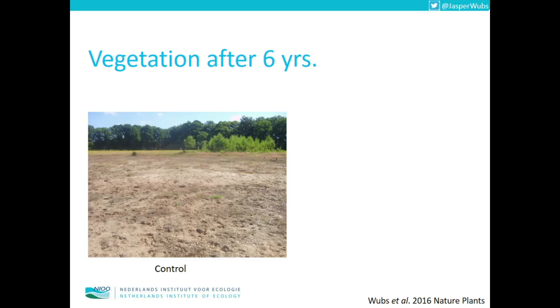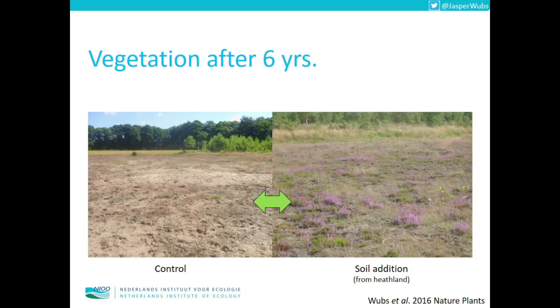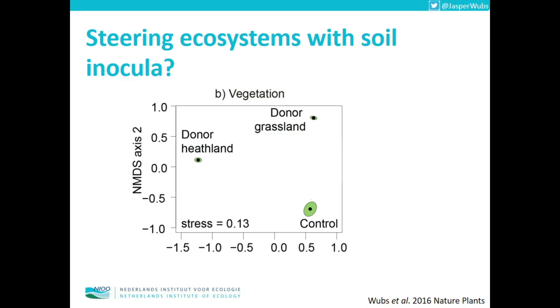If you go to these topsoil removal areas where we did nothing else, where we just let the soil and the plants be, you hardly see any vegetation cover after 6 years. It's basically still a desert. Whereas if you go 20 meters to the side where we did this inoculation, the situation looks quite different. We already have quite a nice head of vegetation developing there when we add a little bit of soil from a heathland. Now, of course, we didn't only take pictures, we actually sampled the whole thing properly.